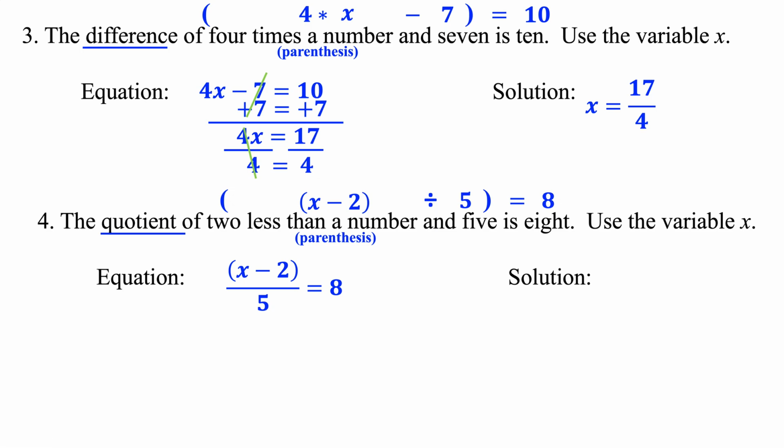Again, nothing's being really multiplied to those parentheses. We are having division, so I opted to leave it. To get rid of the division by 5, I'm going to multiply both sides by 5. x minus 2 equals 40. I'm going to add over the 2, and x is equal to 42.